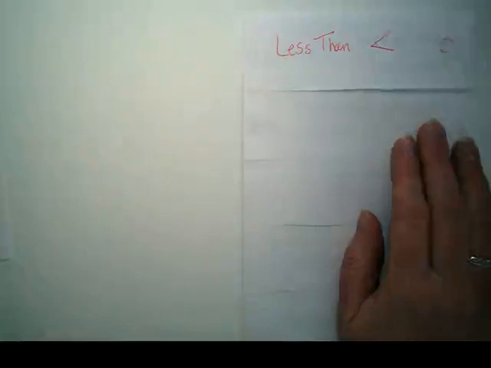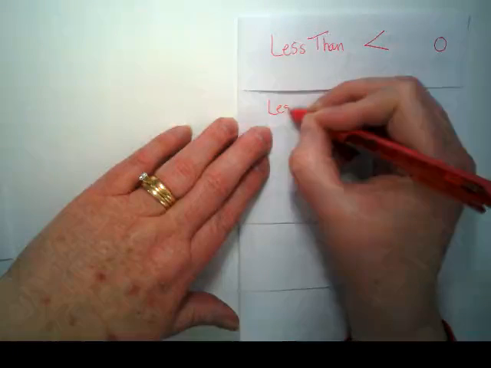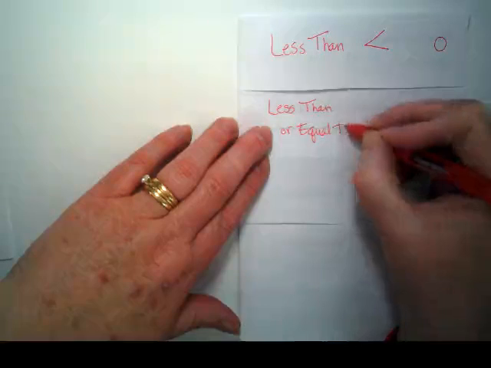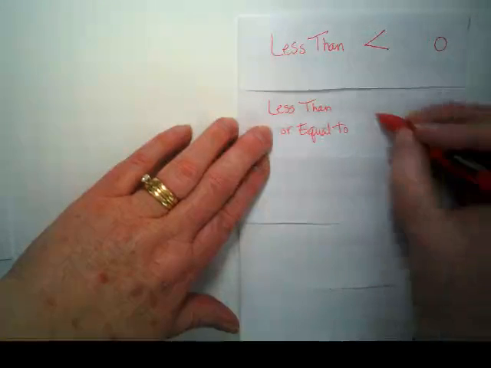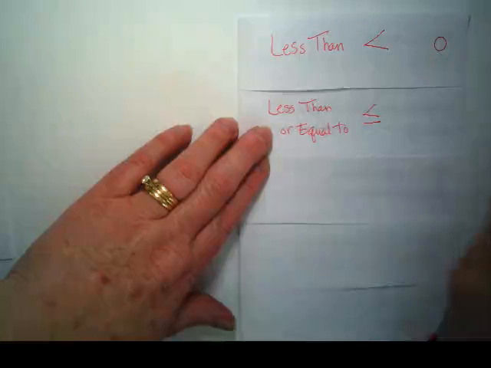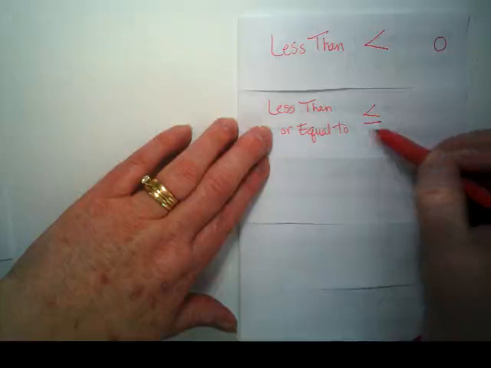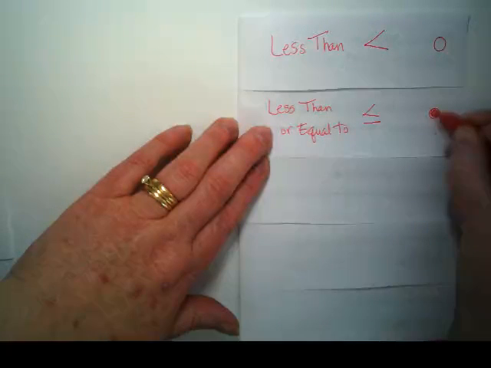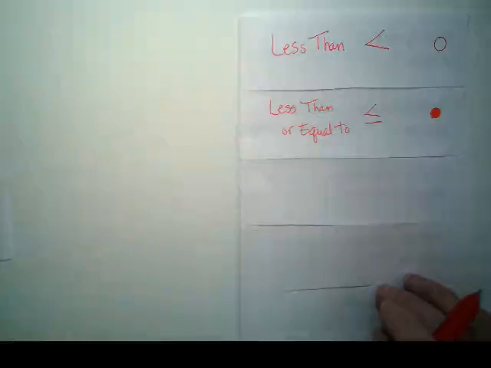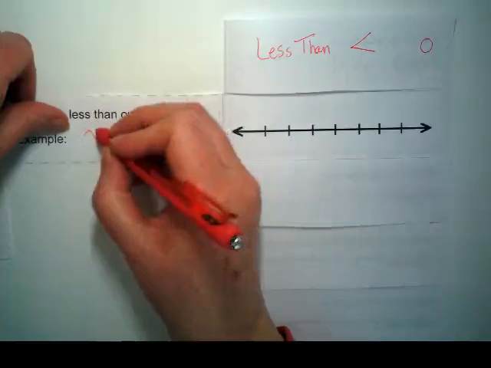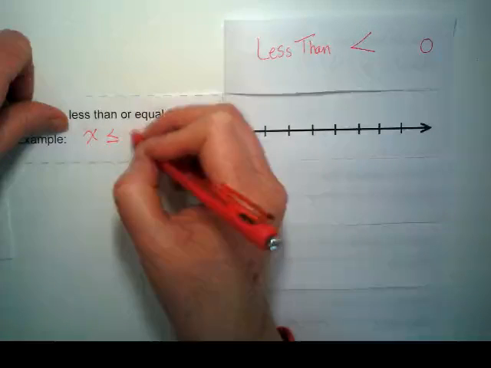Let's close that flap. We're going to do the next one. Takes a little bit more writing, less than or equal to. Less than or equal to has more words in it, and the symbol has an additional line as well. It's less than, and this line down here means or equal to. And when we're graphing it, the circle gets filled in. So we're going to open up the flap now. And our example for this one is going to be x is less than or equal to 8.